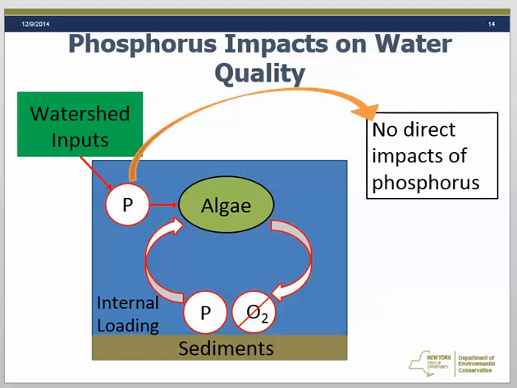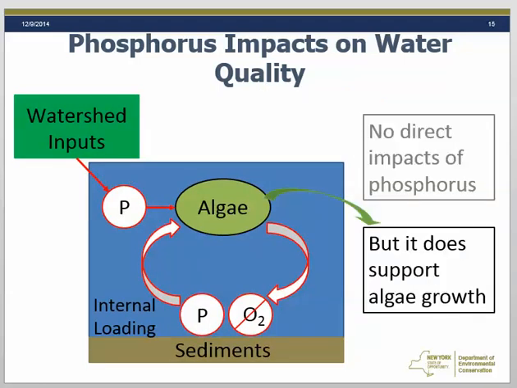It is important to note, however, that at the concentrations we see in the environment, phosphorus itself has no direct impact on the water quality or aquatic life. But it does support the growth of algae, and it's the algae that tends to lead to all of the other impacts that we observe.